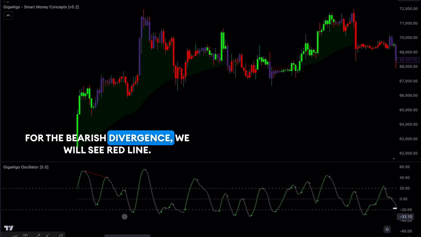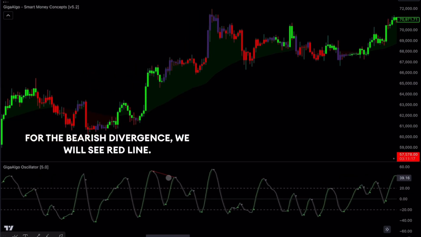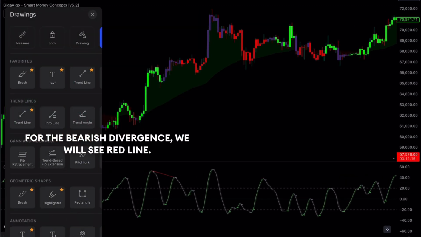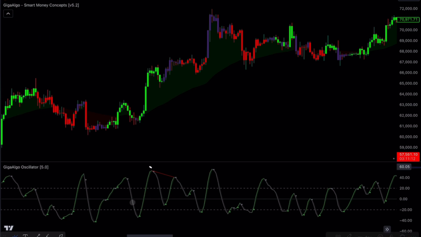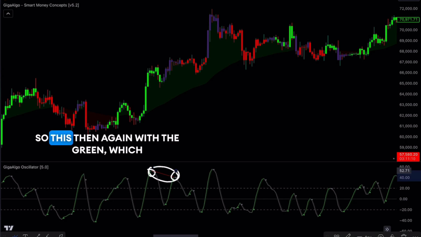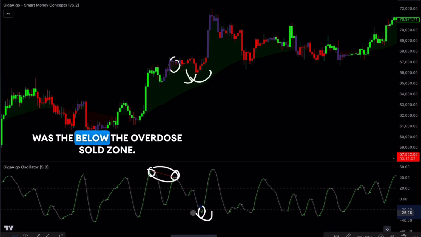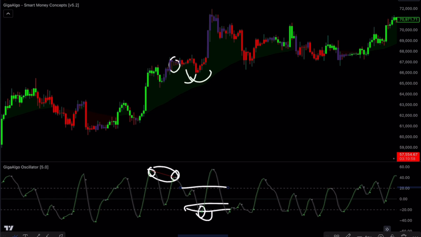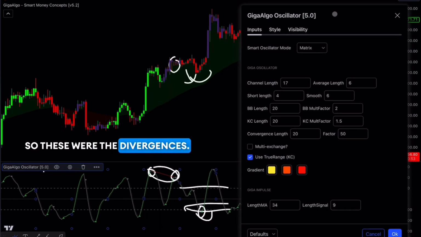For the bearish divergence, we will see the red line. So this, then again with the green, which was below the oversold zone. So these were the divergences.